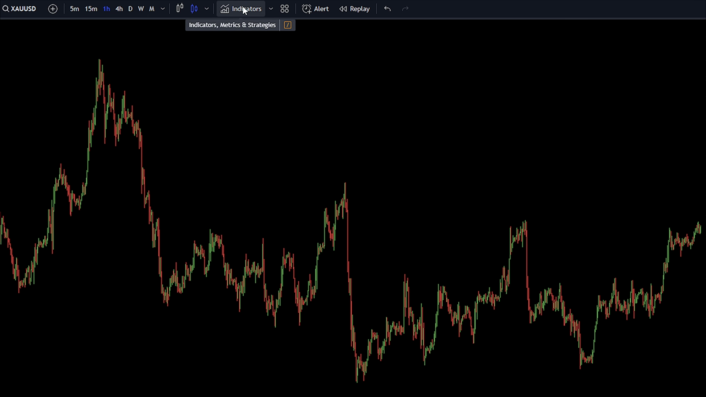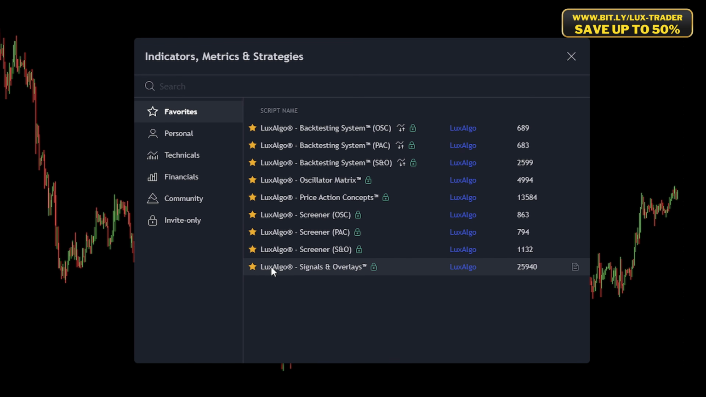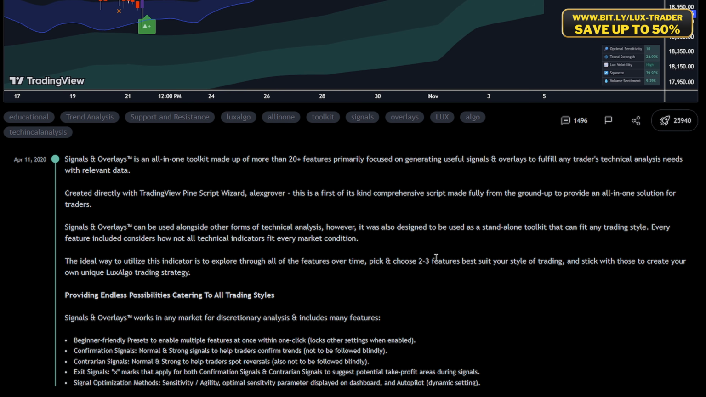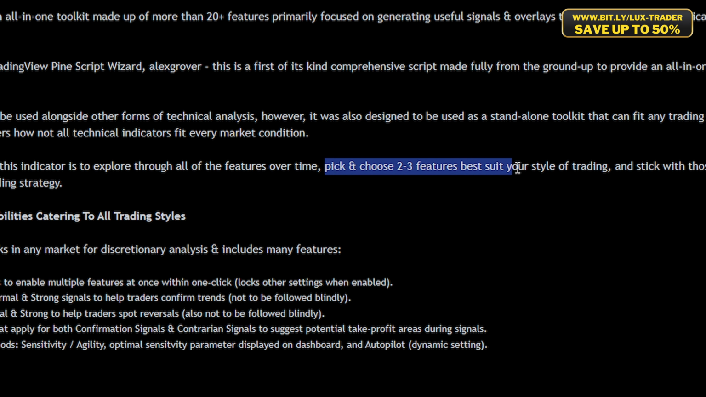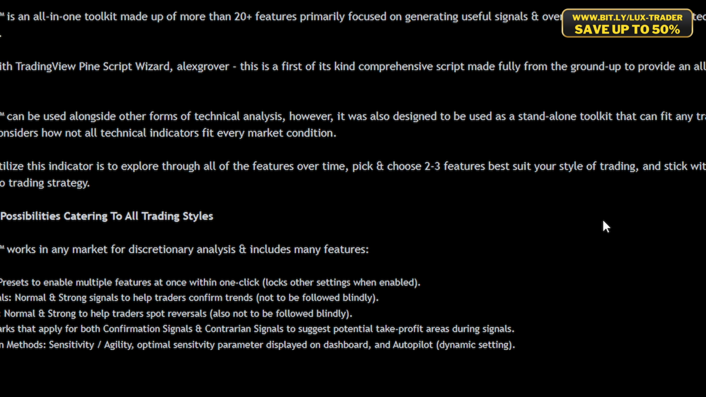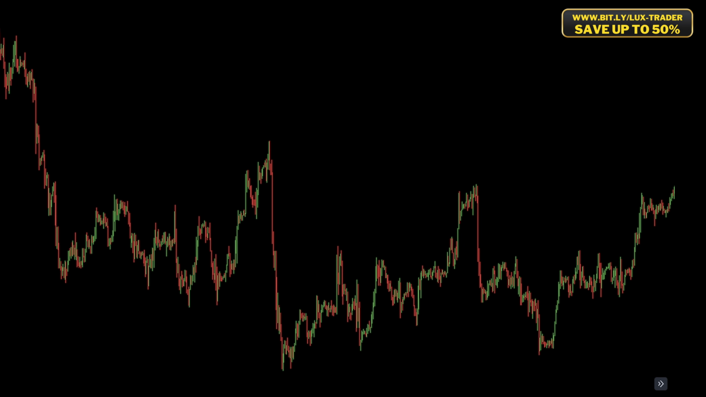The strategy includes one indicator only. In order to add it, click on the Indicators tab and search for LuxAlgo Signals and Overlays Premium. It is the most popular premium tool created by LuxAlgo. It has almost 26K likes, which tells us that it is quite legit, so click that to add it to your chart. LuxAlgo mentions that the ideal way to utilize this indicator is to explore through all of the features over time. Pick and choose 2 to 3 that best suit your style of trading and stick with those to create your own trading strategy. In this video, we will do exactly that.